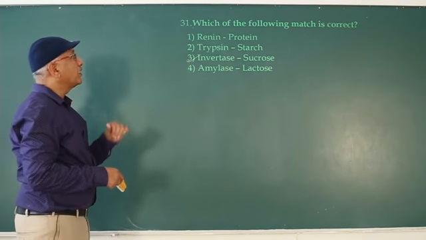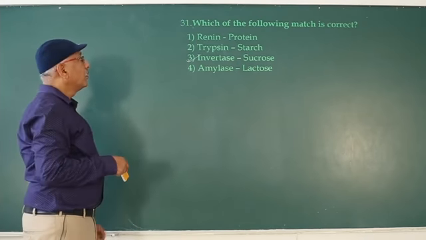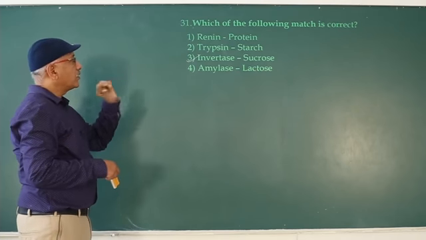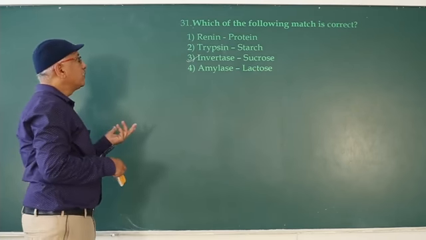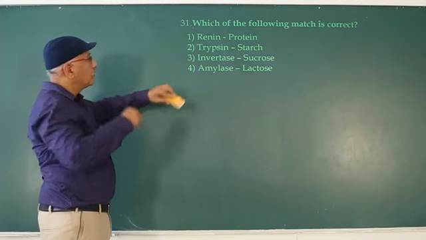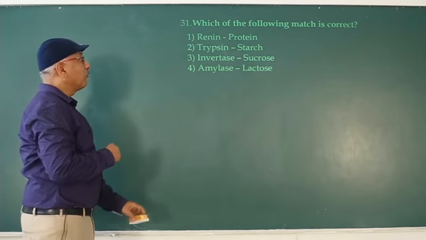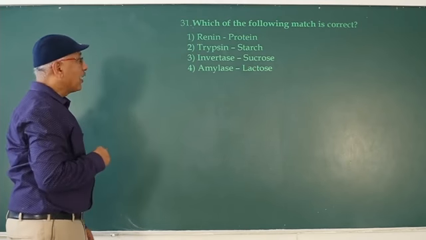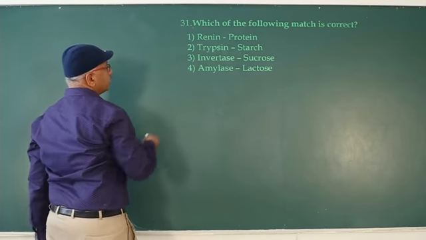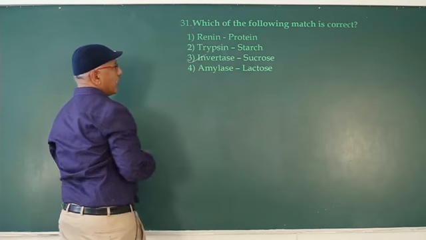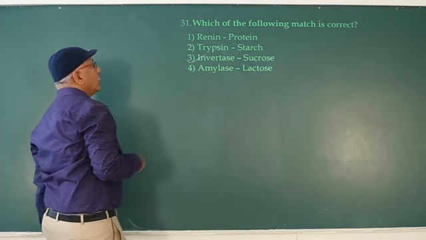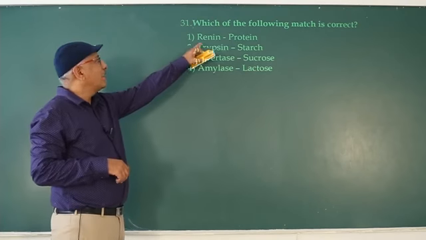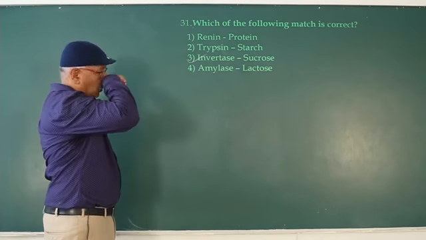Which of the following matches is correct? Renin, protein. Trypsin, starch. Trypsin never acts on starch. Invertase acts on sucrose, correct. Amylase, lactose, wrong. Invertase, also known as sucrase, acts on sucrose. And it is not rennin, it is renin.